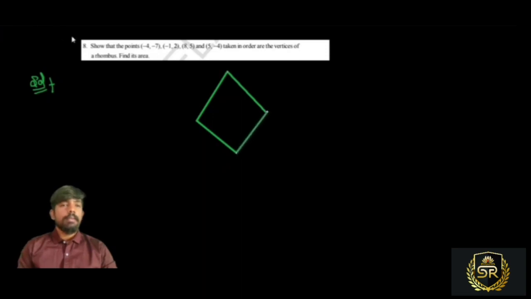I draw here a rough diagram. A, B, C, D. So consider a rhombus, where all the sides are equal. In the rhombus, AB equals BC equals CD equals AD. All the sides are equal, but the diagonals are not equal.